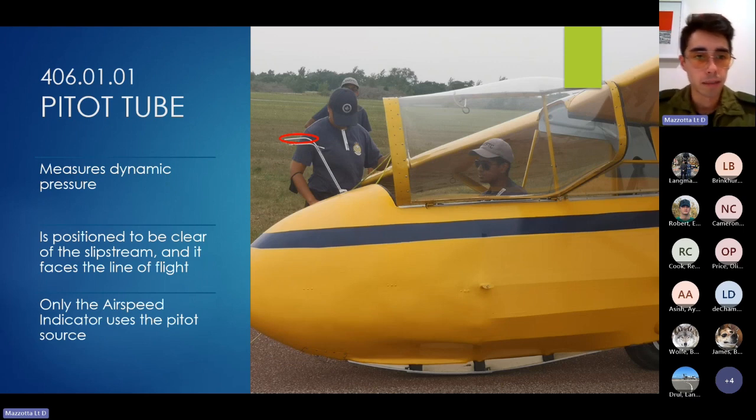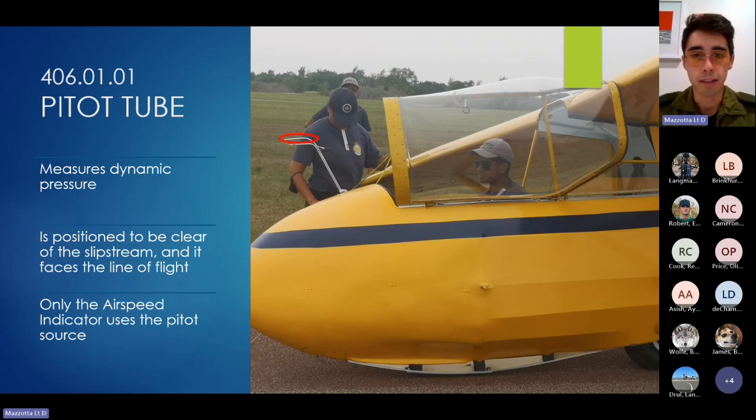So we'll start with the pitot tube, which I know it's kind of hard to see, but it's in that red circle at the top there. On the Schweitzer 233, the pitot tube is on the top and the static port is on the bottom. There's another picture coming up where you can see it a little bit more clear. The pitot tube is connected to the airspeed indicator and it measures the dynamic pressure. It's positioned to get as much clean, free flowing air as it can, so it's clear of any slipstream and other turbulent spots on the aircraft, and it faces the line of flight.